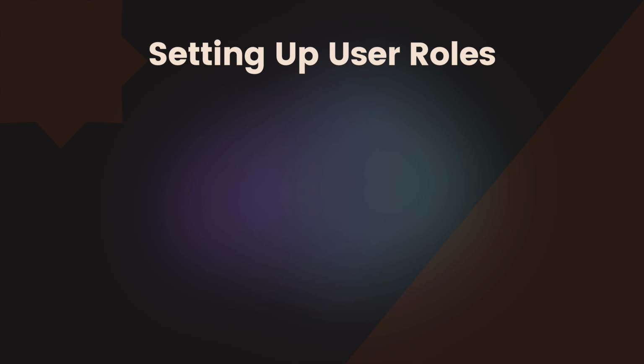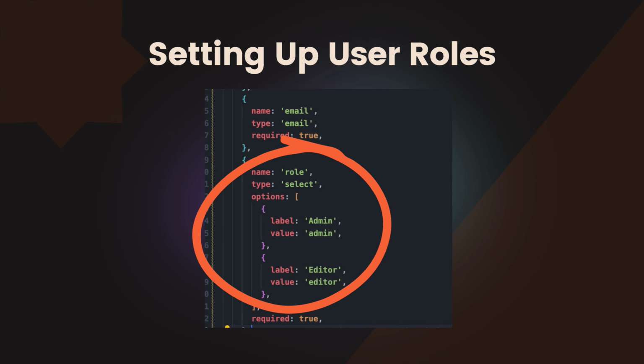Role-based access control is a powerful way to manage user permissions by assigning roles to users. In Payload CMS, roles such as admin, editor, and viewer can be defined to control what each user can see and do within your application. This structured approach ensures that sensitive areas of your CMS remain secure and accessible only to the right individuals. For instance, an admin might have full control over collections, user management, and system settings, while an editor may only have access to content creation and editing tools.